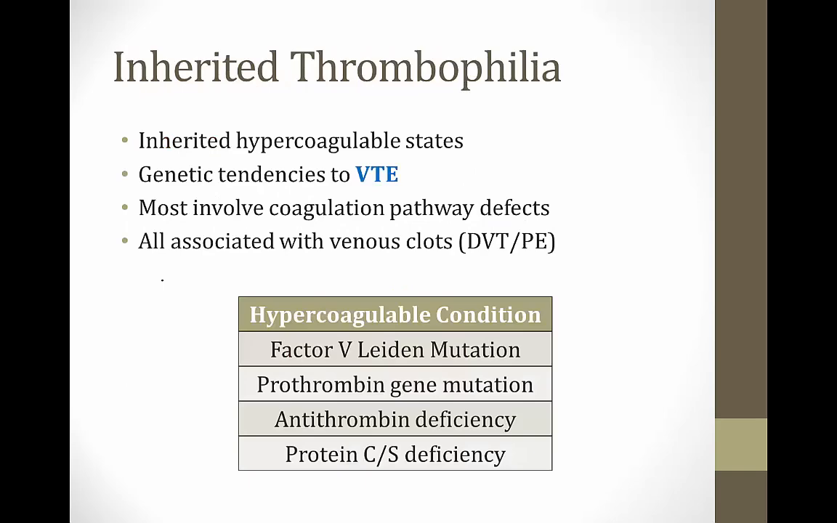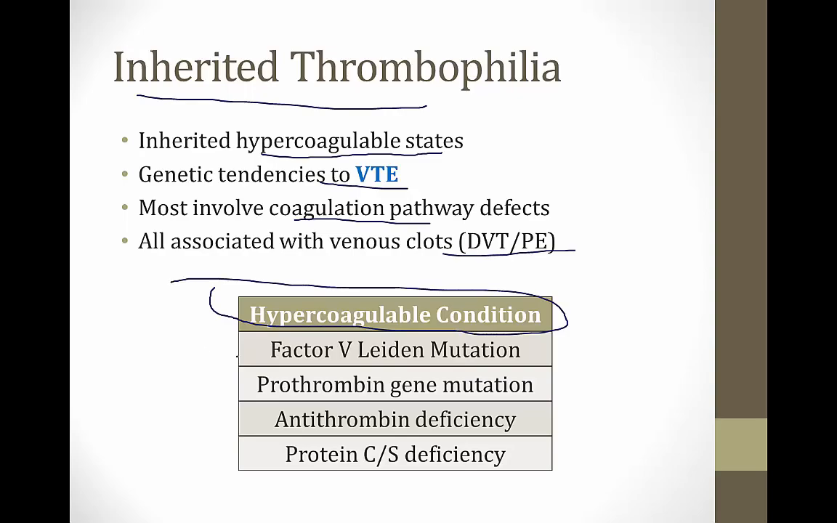So everything I've talked about up to now are the common hypercoagulable states that you'll encounter on your clinical rotations. For the rest of this module, I'm going to talk about inherited thrombophilias. These are much more rare. These are inherited hypercoagulable states. They result in a genetic tendency to venous thromboembolism, meaning deep vein thrombosis or pulmonary emboli. Most involve defects in the coagulation pathway. So we'll talk about all four of these hypercoagulable conditions I've listed on this slide now.